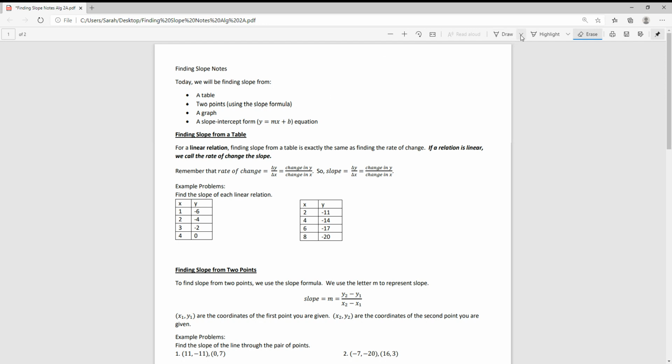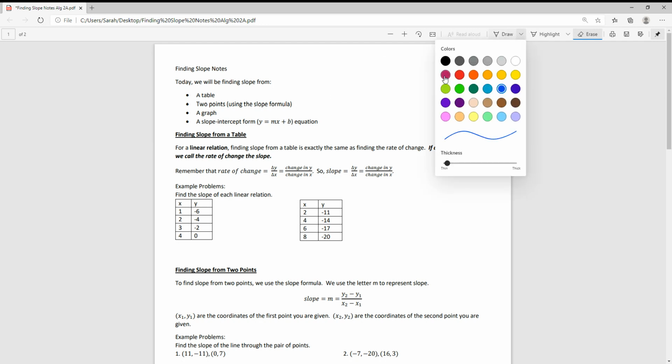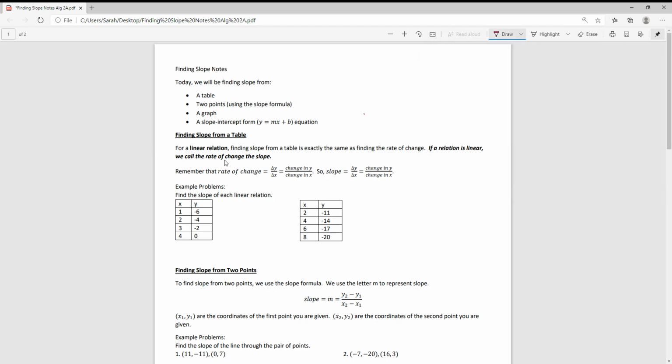We're going to start with tables because that's very similar to what we just did with finding rate of change. Slope and rate of change, as long as you are talking about a linear relation, are the same exact thing. So rate of change and slope mean the same exact thing for a linear equation. The way we found rate of change was change in y over change in x. So slope is the exact same thing.